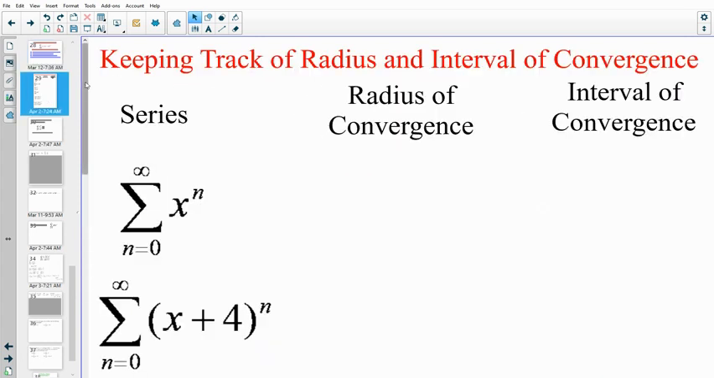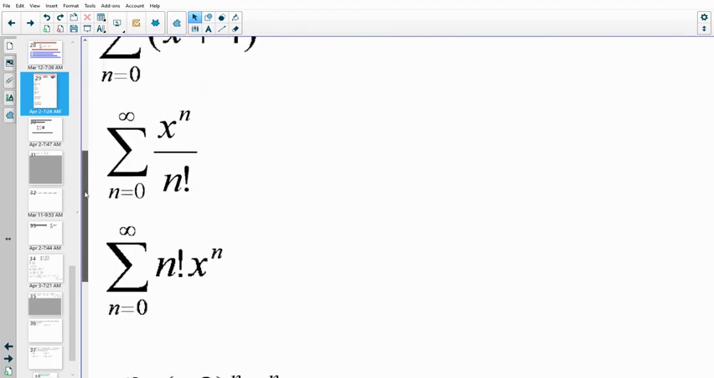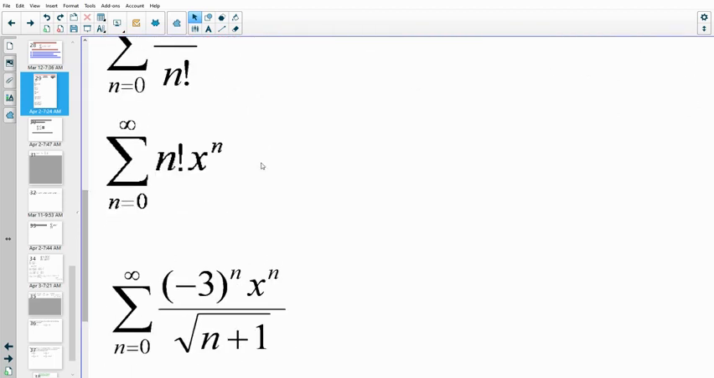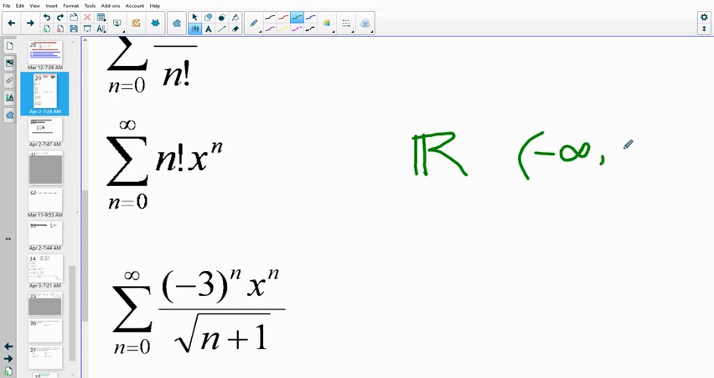When last we were together, we were filling out a few of these. I believe we left off at this one. I didn't do this one, but I left it for you to do. If you send this series through the ratio test, you should find that it converges for all values of x. So for all real numbers, which means we have an interval of convergence from negative infinity to infinity.